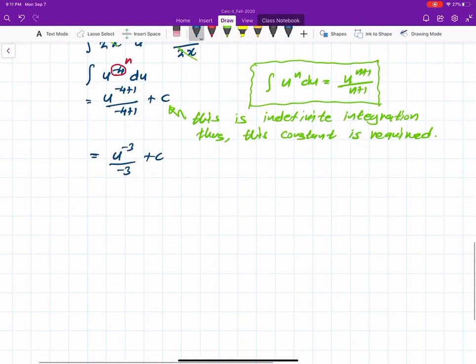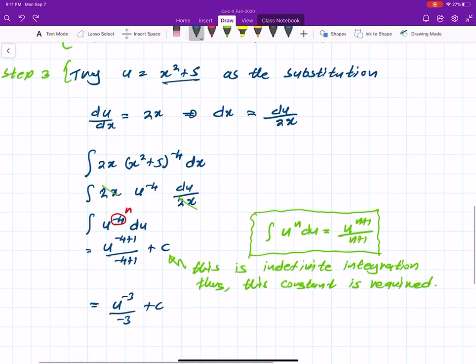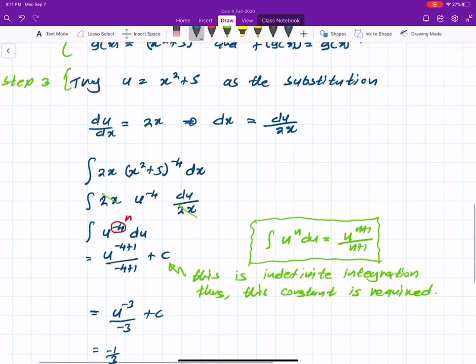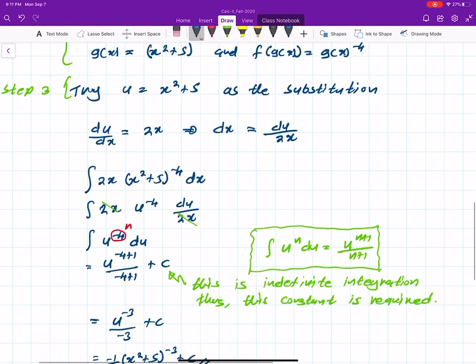The reason for that is u is not an original variable. So you have to give back the original variable, which is x. So you have to substitute back for u. You write minus 1/3, and then for u, you write x square plus 5, to the power minus 3 plus constant. Okay, so this is the solution for this problem.